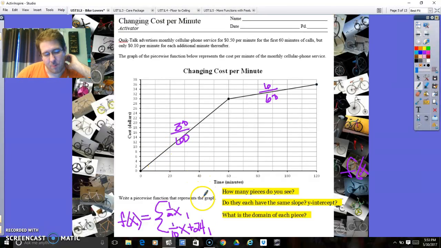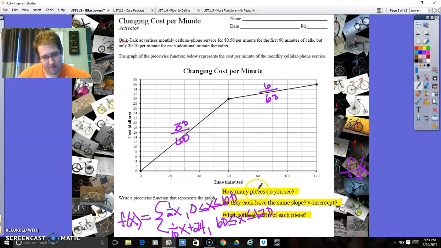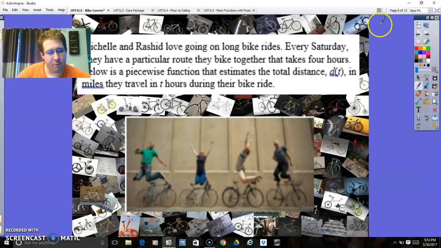All right, so now we need domains. We need to know when was the function going at this linear pattern, from 0 to 60. 0 is less than or equal to x, which is less than or equal to 60, and this one is from 60 to 120. All right, so if you're able to follow that, then you have a pretty good idea of how a piecewise function works. The top piece, and this is the bottom piece. This is the equation of the line. This is when it does that. This is the equation of that line. This is when it does that, because that's the domain of when it was doing that slope.